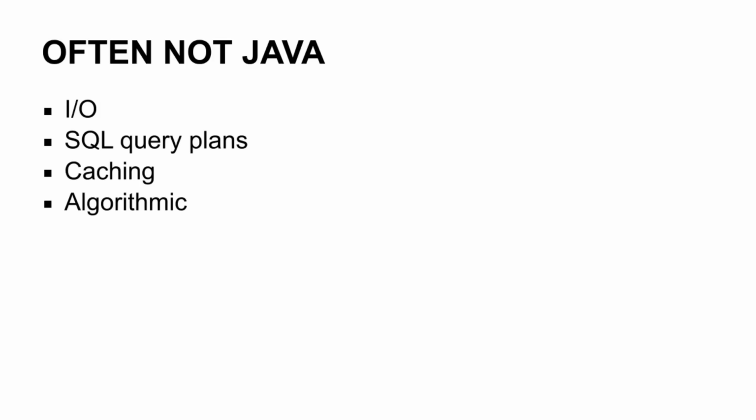We could have I/O issues on our network. We could have inefficient SQL queries, and we should really be looking at our SQL query plans. We could have missing caching that we should add. And sometimes maybe we'll have something algorithmic. But Java? Honestly, HotSpot usually does a pretty good job. So how do we know if it didn't?